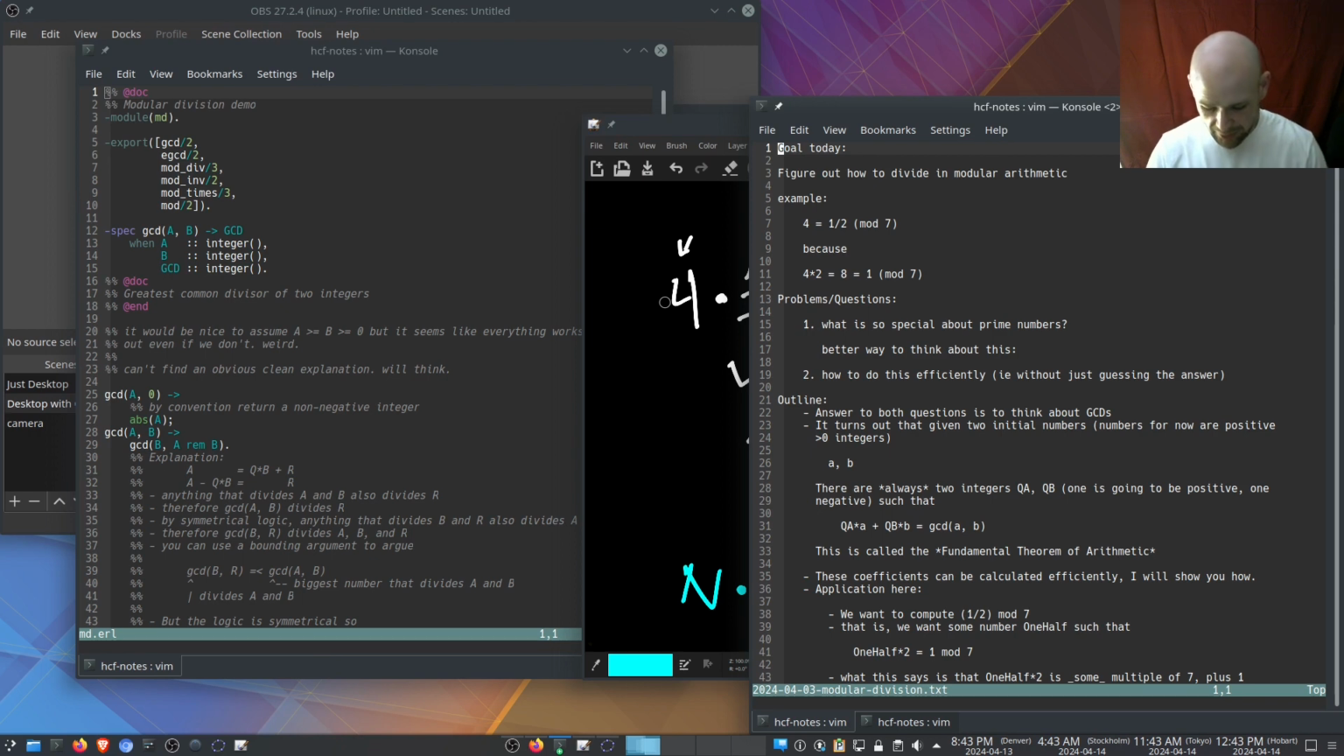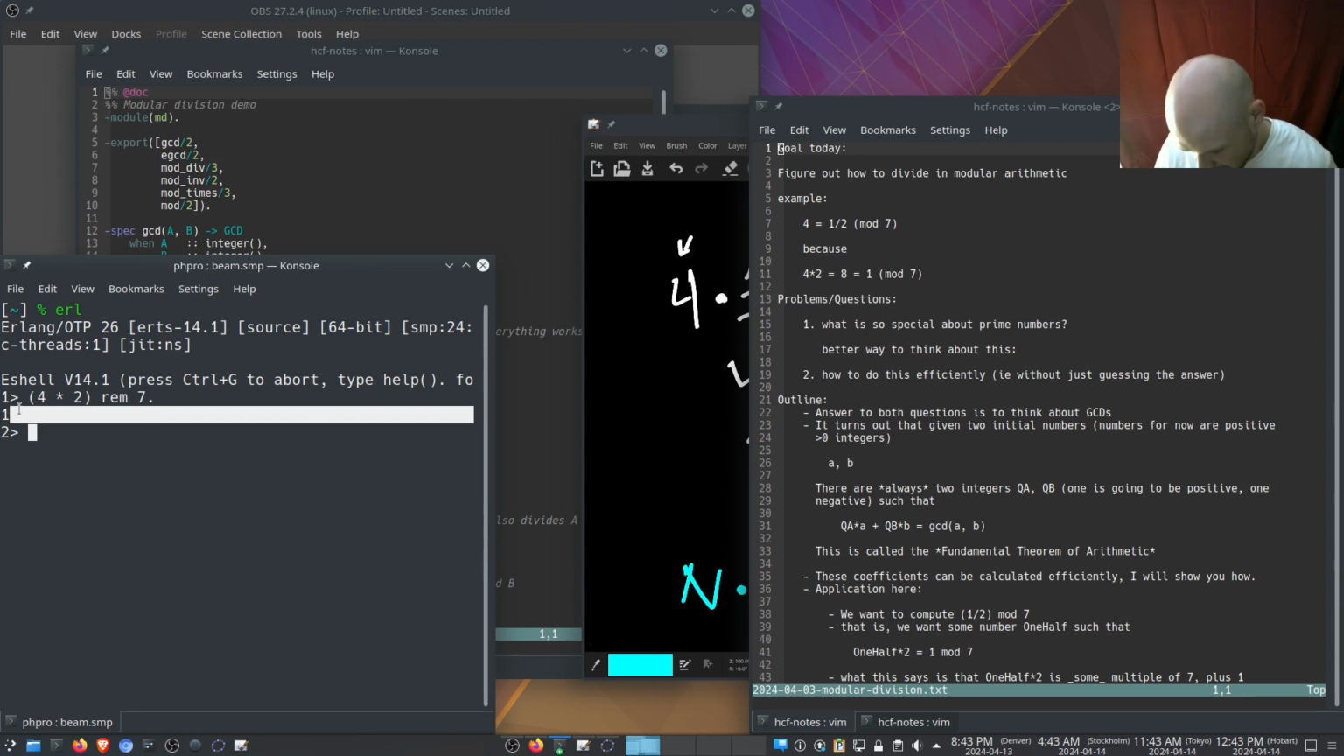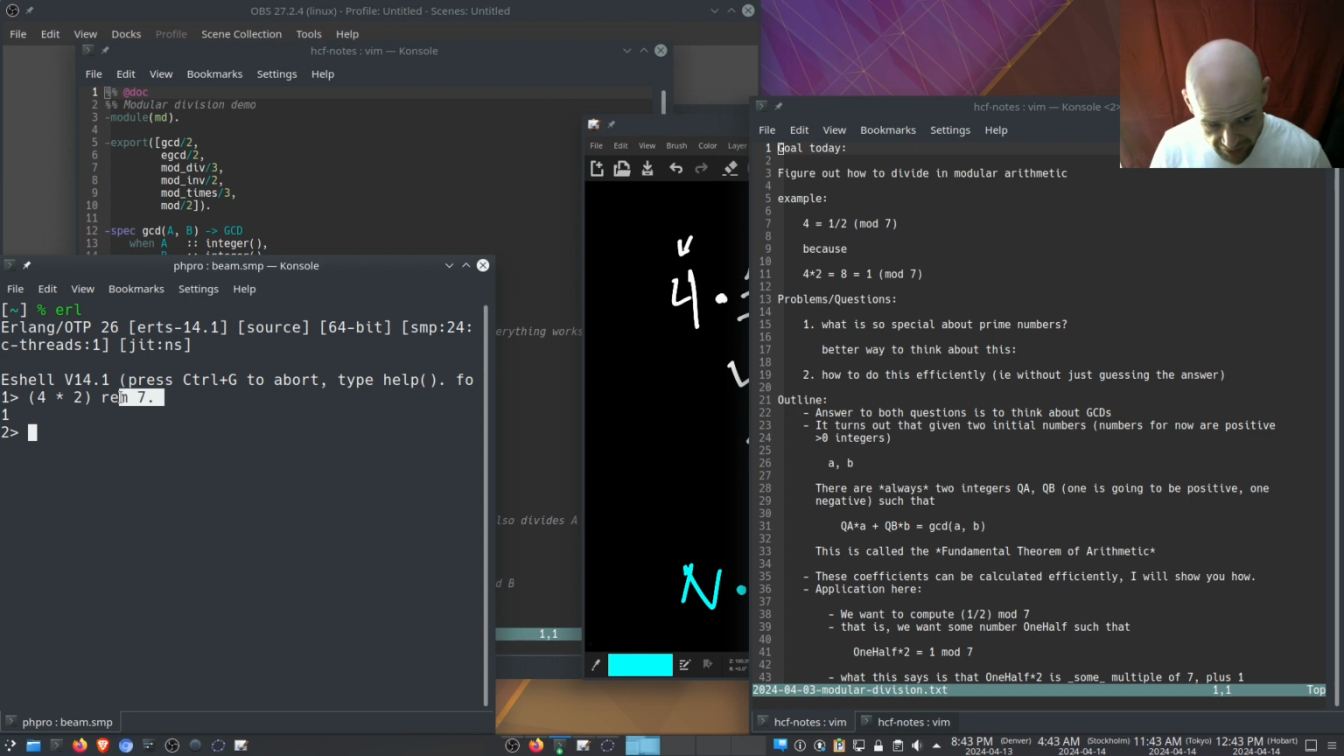I gave you an example, which is that in Mod 7 arithmetic, let me just put parentheses around these because of infix operators, 4 times 2 is equal to 8, but Mod 7, that's 1. And if I have maybe a really, really big modulus here that's prime, while I'm explaining how to do this, it'll be obvious why prime numbers are important. So hold that question.